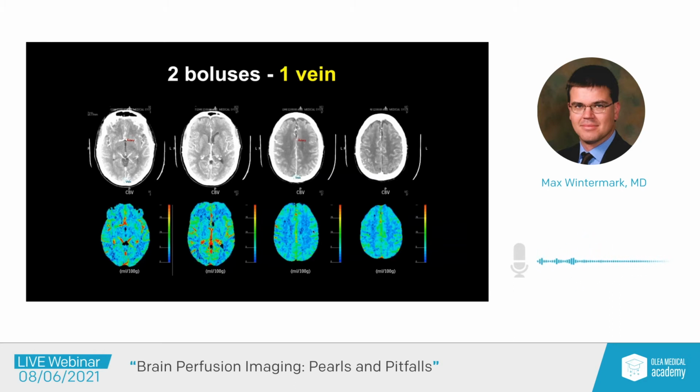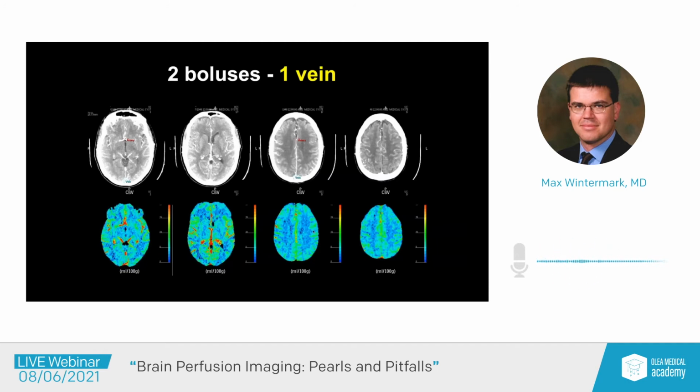So again, the software are very good. In 99% of the cases, those automated software do really a very fine job at identifying the venous output function properly. But there may be one patient out of 100 where the software is wrong. And then you need to be able to recognize what's going on so that you can adjust your interpretation.